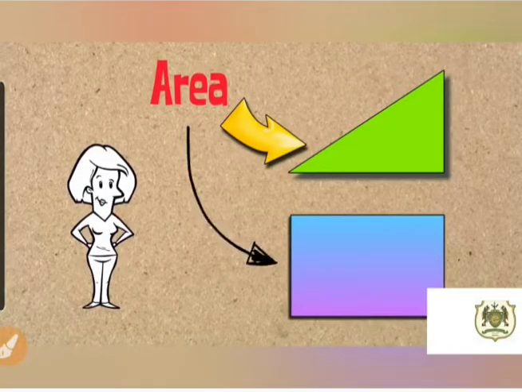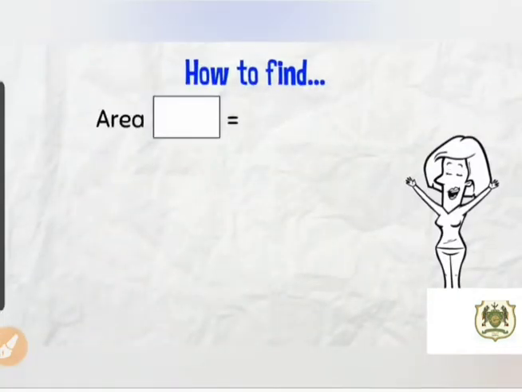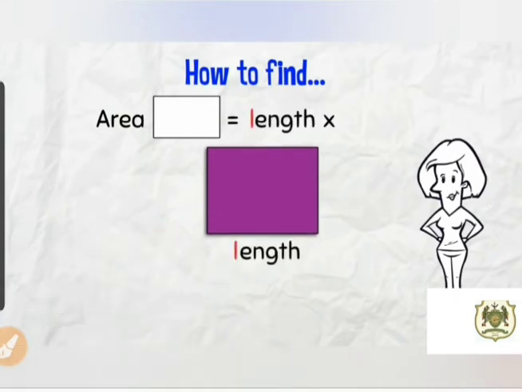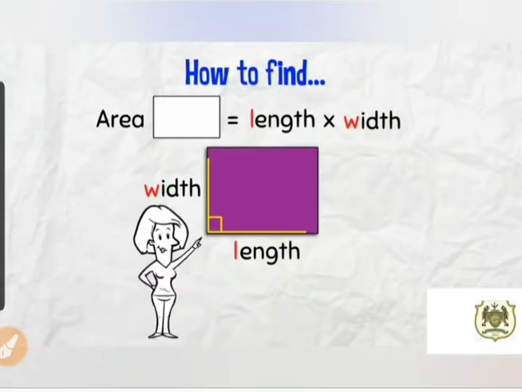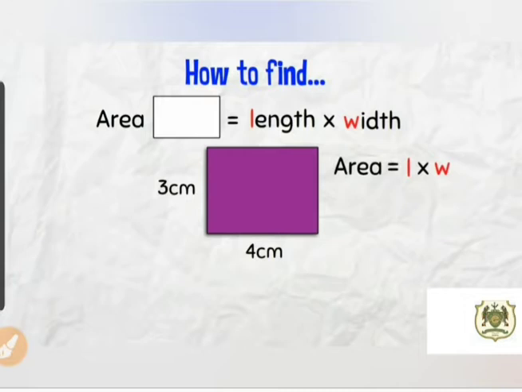If I talk about the area of a triangle and a rectangle, I can observe how to find the area of a rectangle is by multiplying two adjacent sides, which we studied just now, which is length into breadth, or you can say length into width. So if I have 4 centimeter as length and 3 centimeter as breadth, it will be 4 into 3, which is going to give me 12 centimeters square.